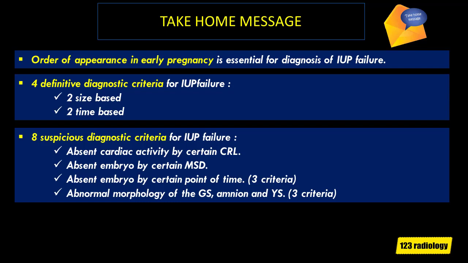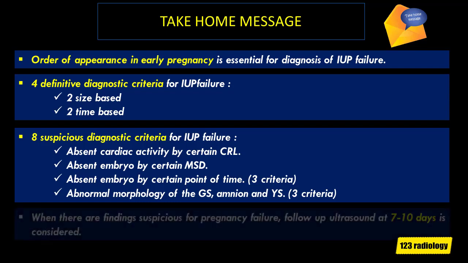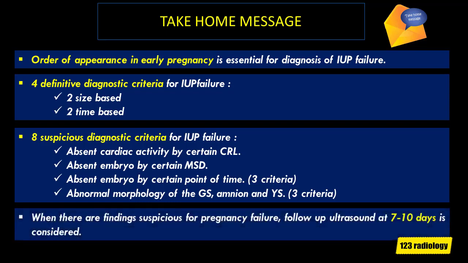Absent cardiac activity by certain crown rump length. Absent embryo by certain mean sac diameter. Absent embryo by certain point of time. And abnormal morphology of the gestational sac, amnion, and yolk sac. When there are findings suspicious for pregnancy failure, follow-up ultrasound at 7 to 10 days is generally appropriate.